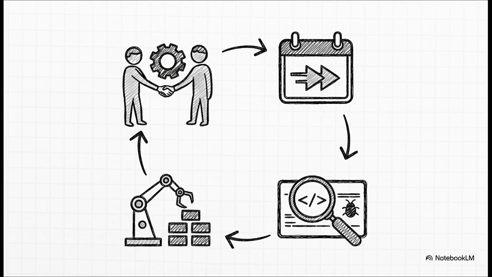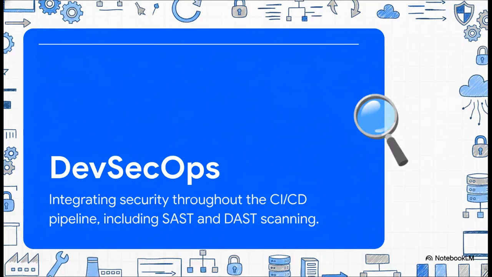You catch problems when they're small and easy to fix. You totally eliminate that, well, it worked on my machine problem by having a consistent automated process, and it fosters incredible collaboration between your development and operations teams. Modern pipelines are also getting a lot smarter about security. This practice called DevSecOps integrates security checks right into the pipeline itself.